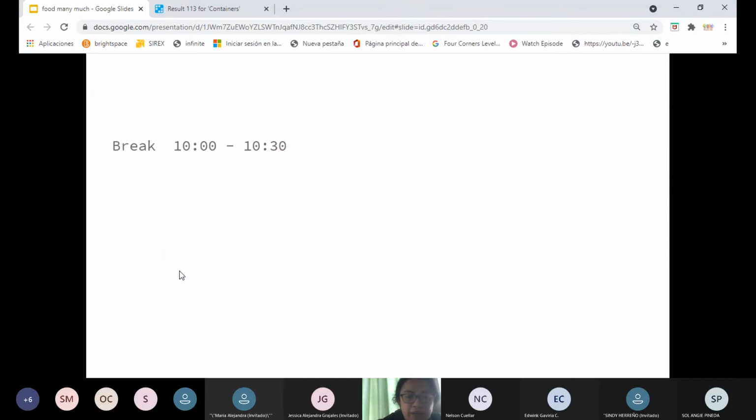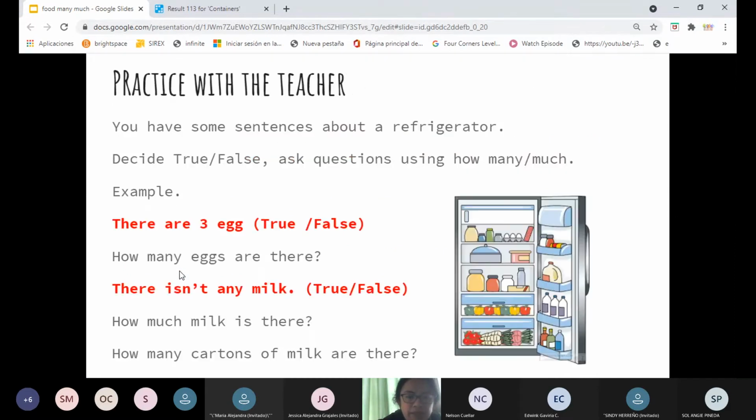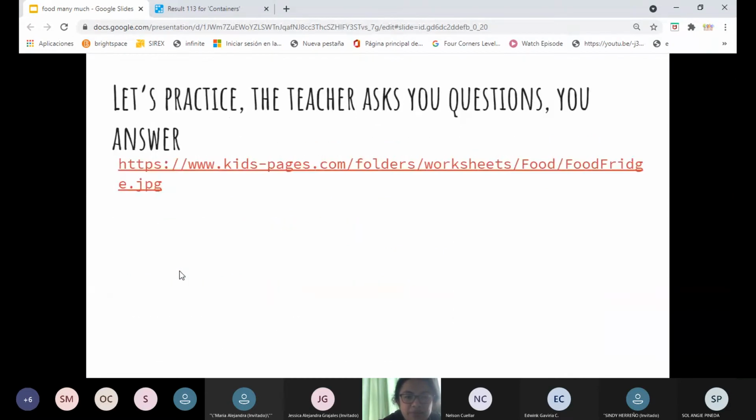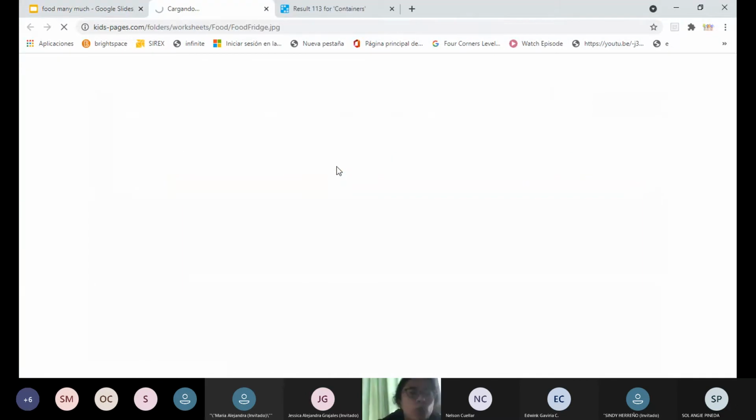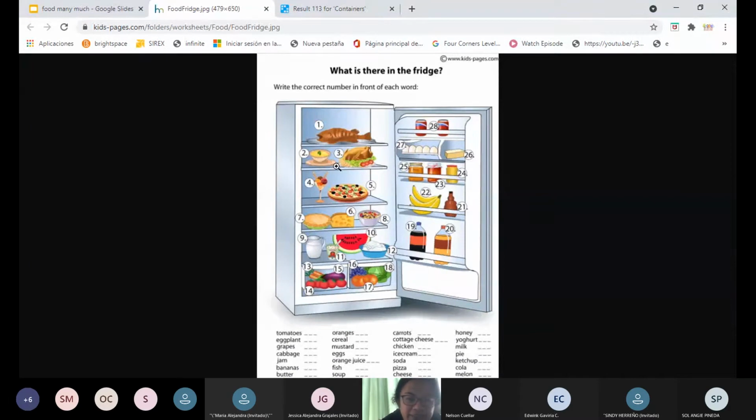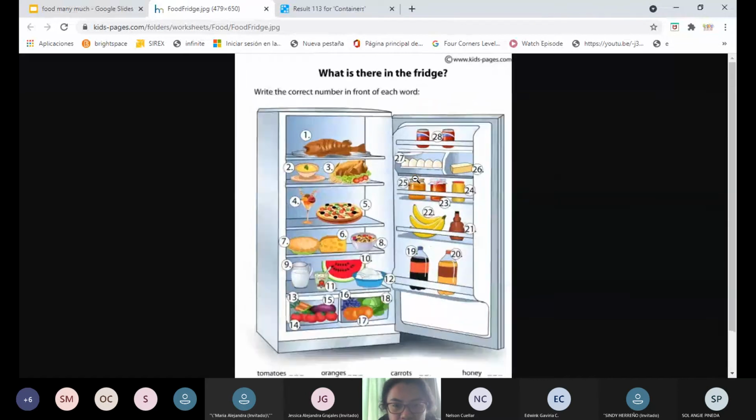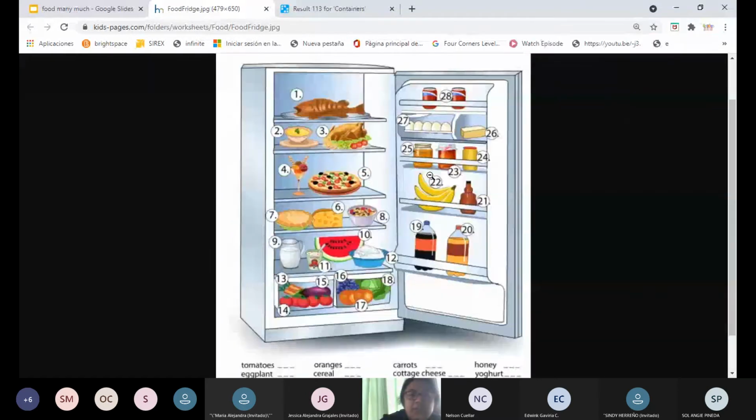In order to practice, guys, now let's practice here with this picture. Okay. I'm going to show you one picture. I am going to ask the questions for you guys, and I would like you to answer with the information there, okay? Yo les hago las preguntas, ustedes me van contestando. Hay información para todo el mundo.